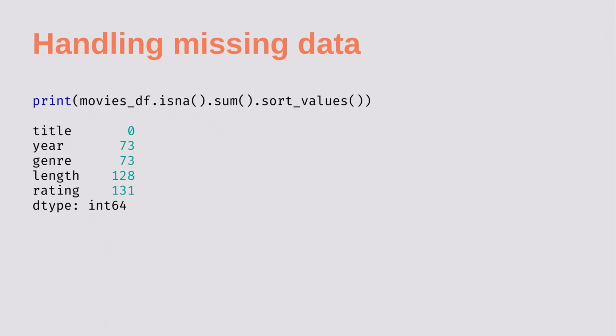Now let's see how to handle missing data. Previously we explored a modified version of the movies dataset. Now let's take a look at the original dataset, which contains 46,000 rows. To check for missing values, we'll use a simple method in pandas. We can chain these 3 functions together: the isNA method to find missing values, the sum method to count how many missing values there are in each column, and the sort values method to organize the results from least to the most missing. After running this, we discovered that each feature has between 73 and 131 missing values.